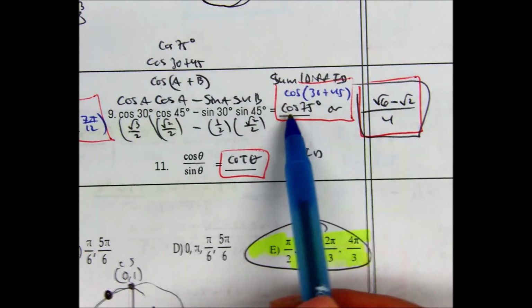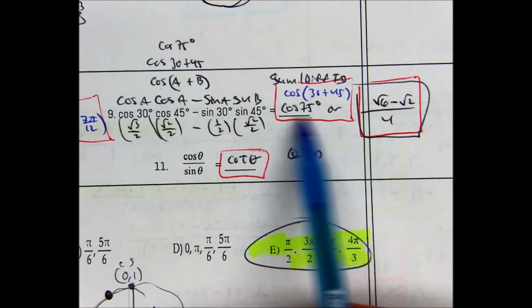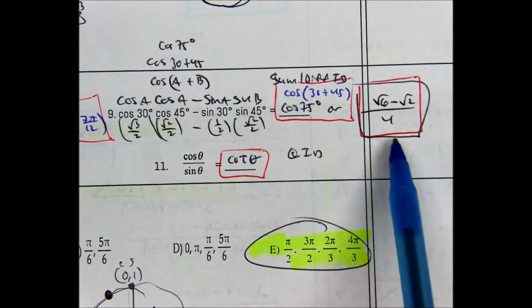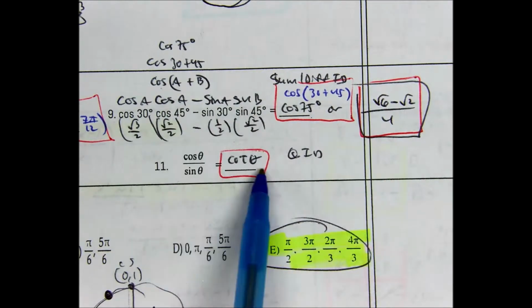So I took any of these as full credit. Cosine of 30 plus 45, cosine of 75, or if you actually did the problem and got radical 6 minus radical 2 over 4, then you would have gotten 2 points. And then over here you just have the quotient identity, that is cotangent.